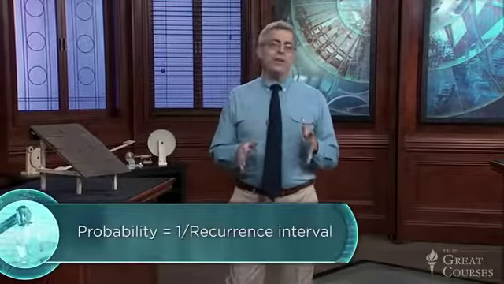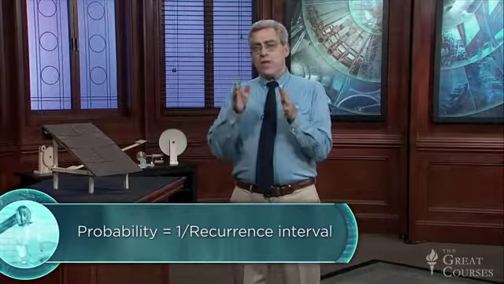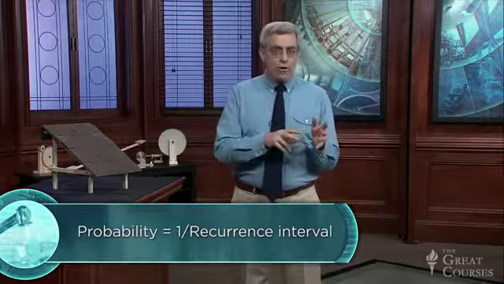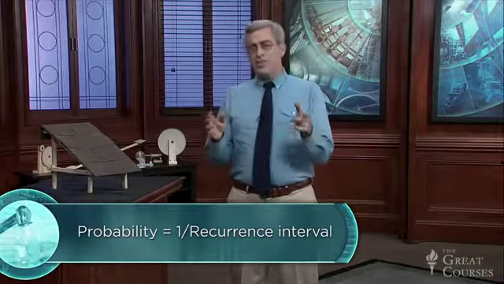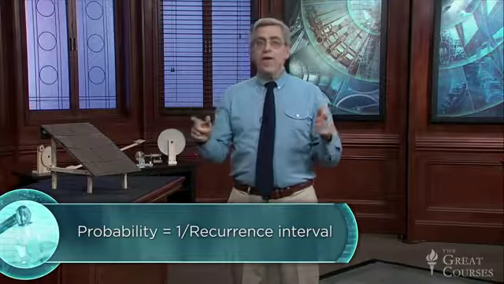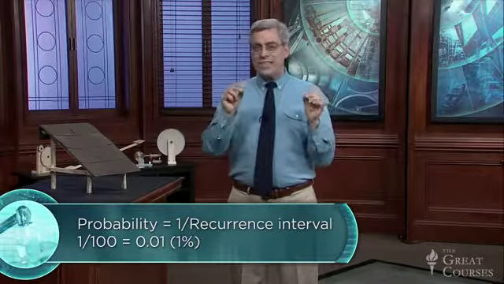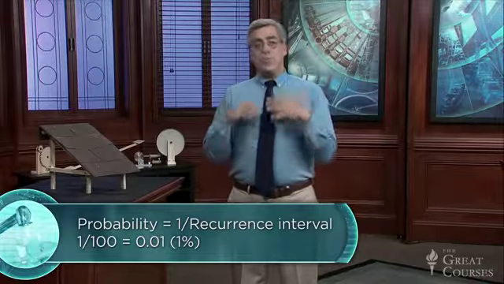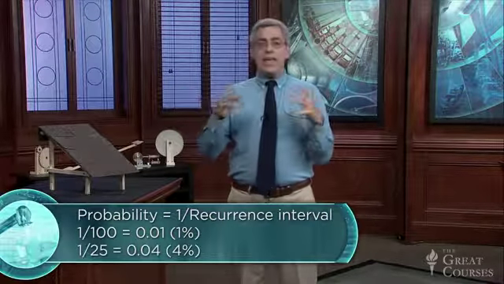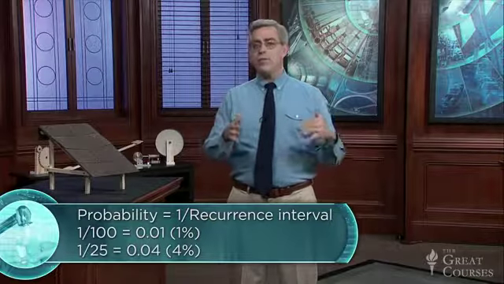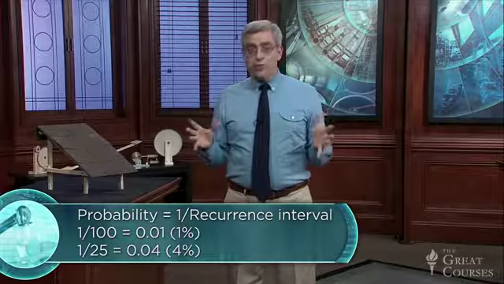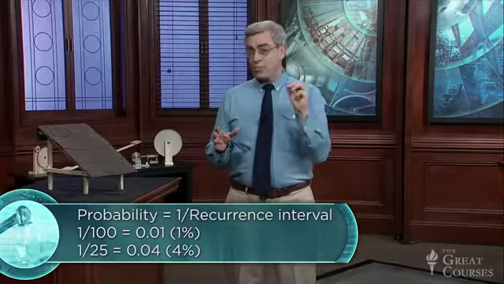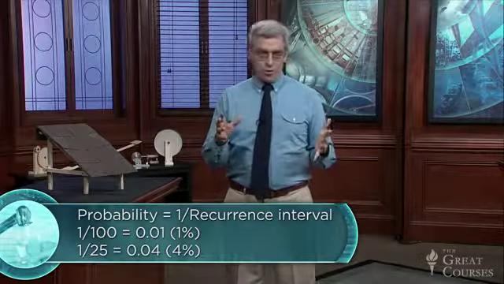The recurrence interval is actually just a measure of probability. The mathematical probability that a given storm will happen in a given year is 1 divided by the recurrence interval. Thus, the probability of experiencing a 100-year storm in any given year is 1 divided by 100 equals 0.01, or 1%. The probability of a 25-year storm in any given year is 1 divided by 25 equals 4%. In general terms, a storm with a longer recurrence interval is both more severe and less probable than a storm with a shorter recurrence interval.